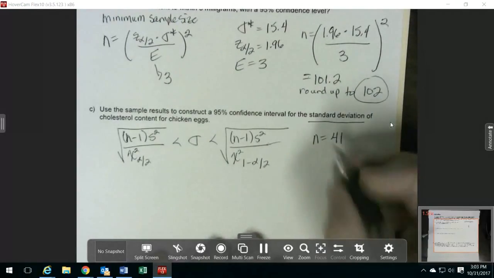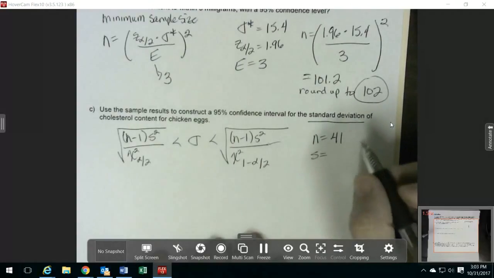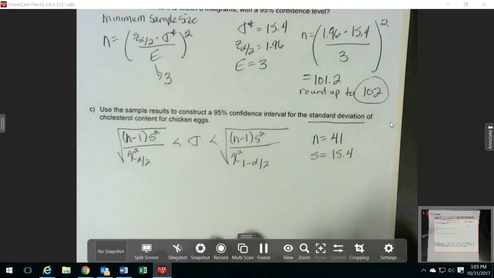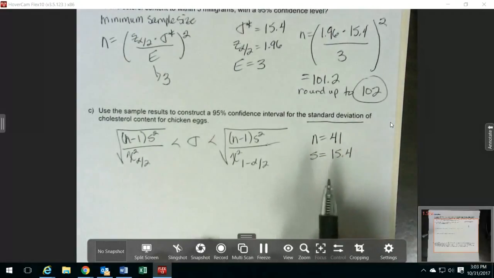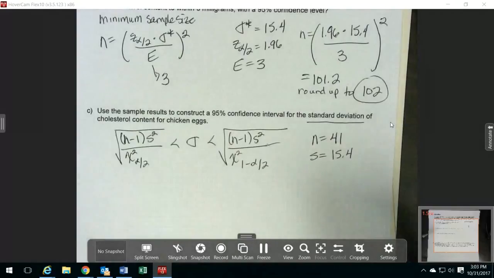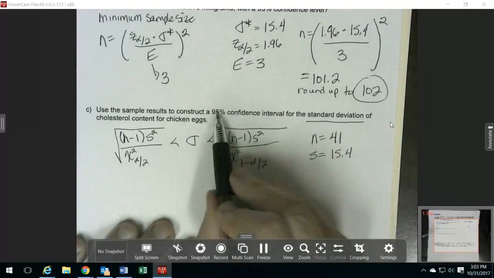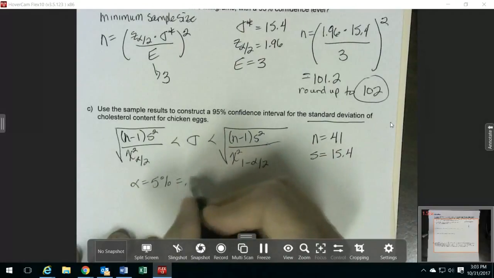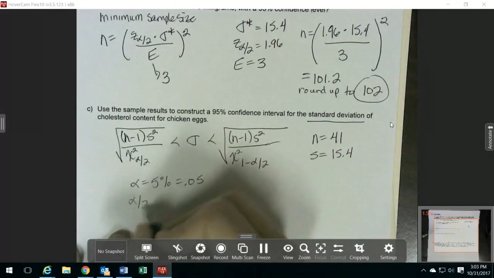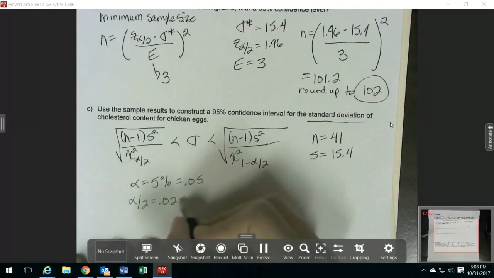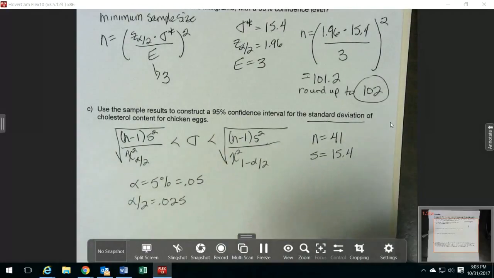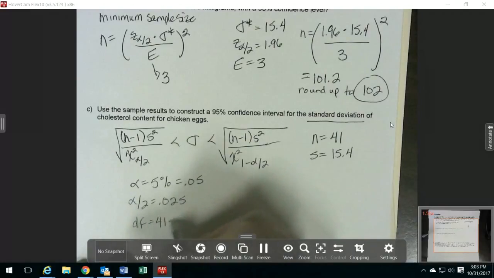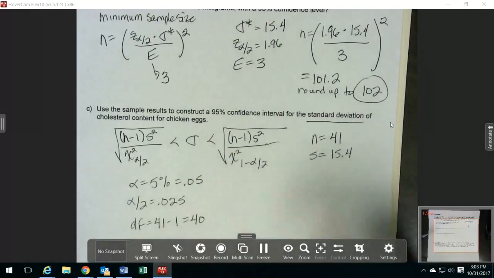Our standard deviation was 15.4, so that's our S. And now we have to find our two critical values. For this one, we're looking at 95% confidence. That means that our alpha is 5%, or 0.05. The alpha over 2 is going to be 0.025. And our degrees of freedom is n minus 1, so that's going to be 40.